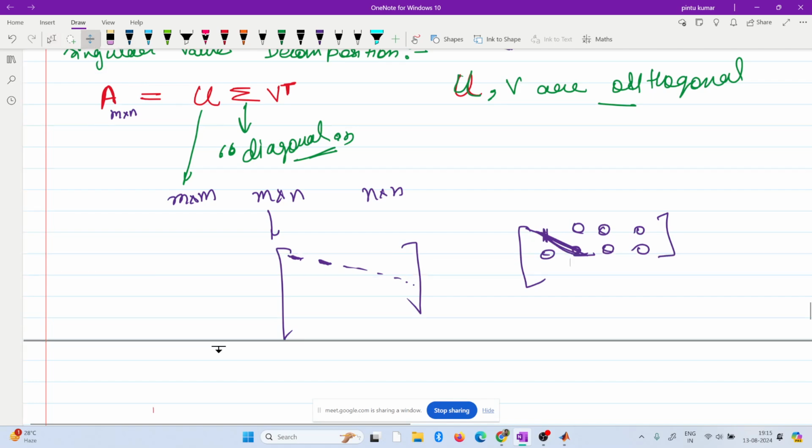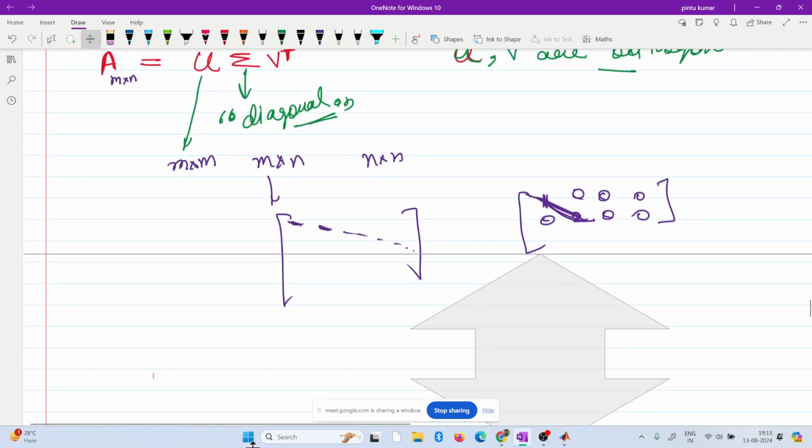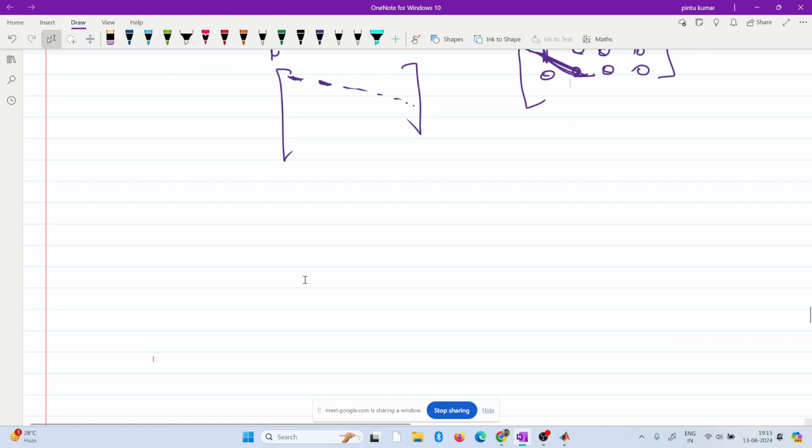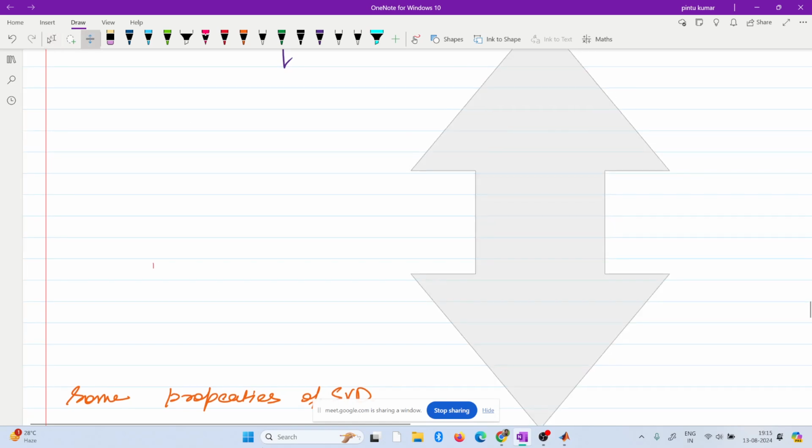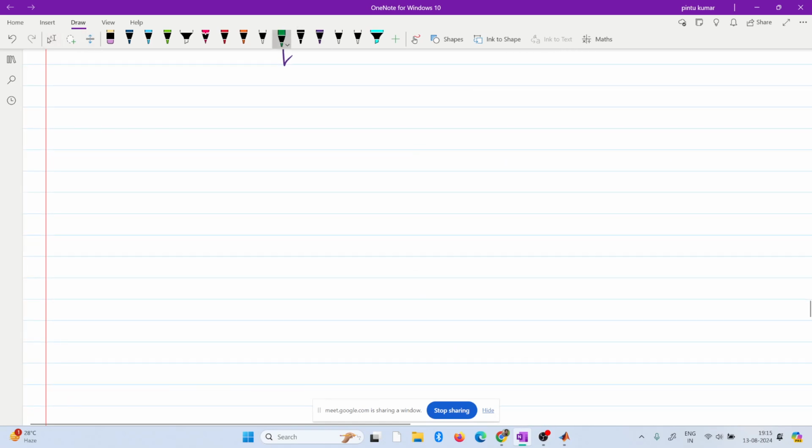Now, let's say you don't know how to find this U, sigma, and V transpose, for example, you studied it today and forgot it later on. So how do you find it? Let's go step by step. You just know this much. Let's see what U and V can be. Let's calculate A transpose A from this expression.